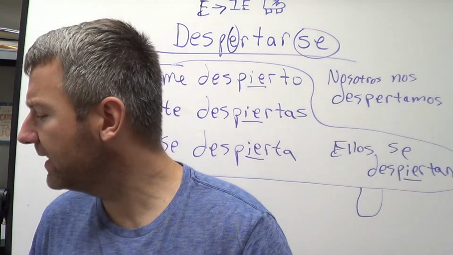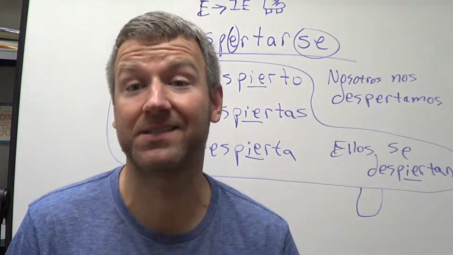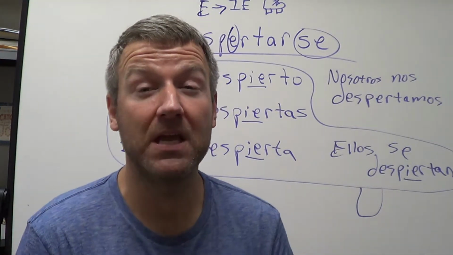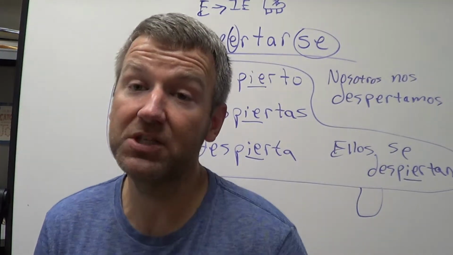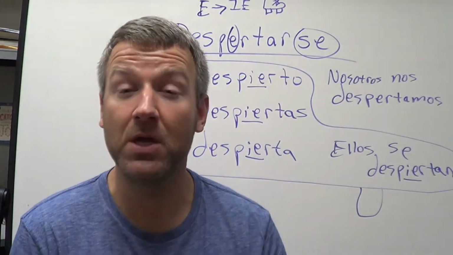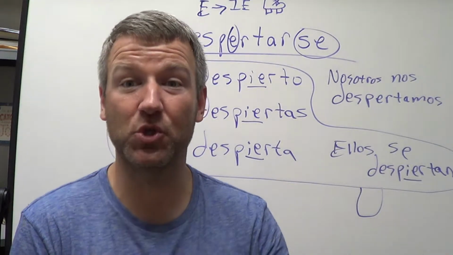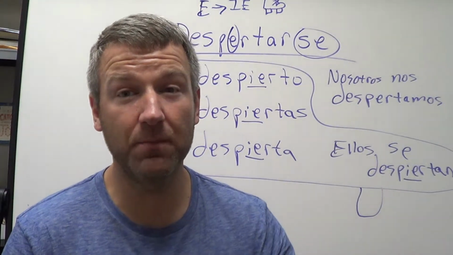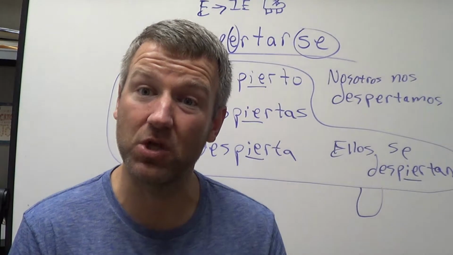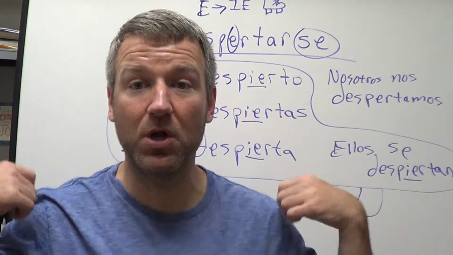The only one, let me see here, that's not completely crazy is ponerse. And ponerse means to put on, as in to put on clothes. If you remember back in chapter 5, the verb poner by itself just means to put, like I put the book on the table. Remember those forms? Yo pongo, tú pones, él pone, nosotros ponemos, ellos ponen. So with the verb poner, all the forms are regular except the yo form. It's P-O-N-G-O, pongo.